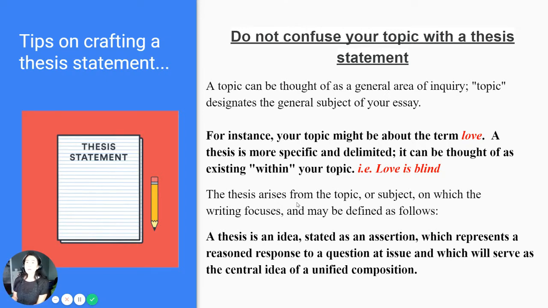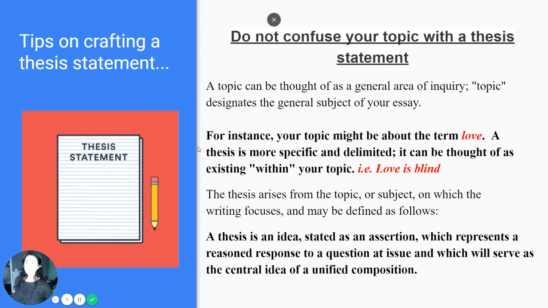So a topic can be thought of as a general area of inquiry. Topic designates the general subject of the essay. So the general idea of the essay might be about love, right? That's your topic. But that's not what you're going to talk about specifically in your thesis statement, right? So look at the bold here. It says, for instance, your topic might be about the term love. A thesis is more specific and it can be thought of as existing within your topic. So for example, you might really be talking about "love is blind." The general subject you're talking about is love, but specifically in your thesis statement, you're talking about the concept that love is blind from the term love.